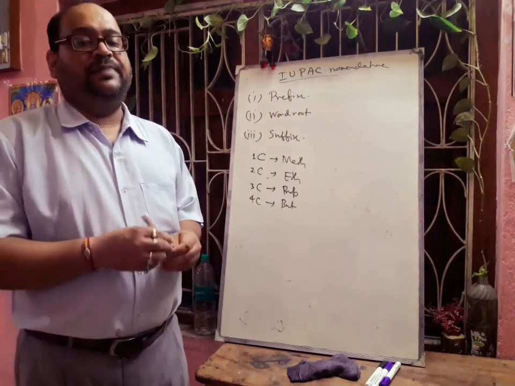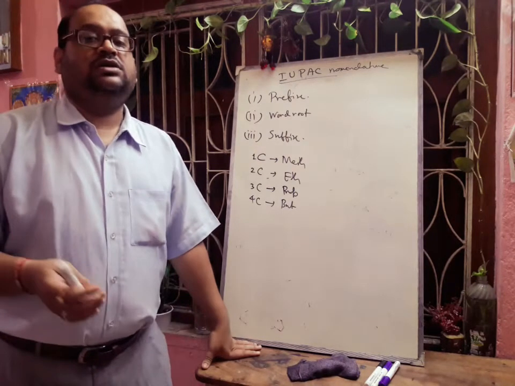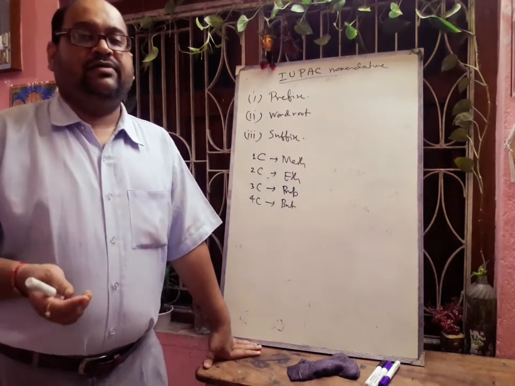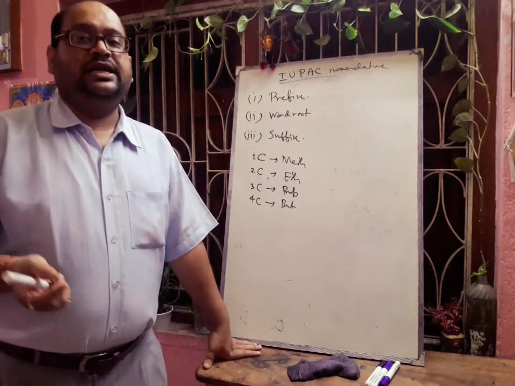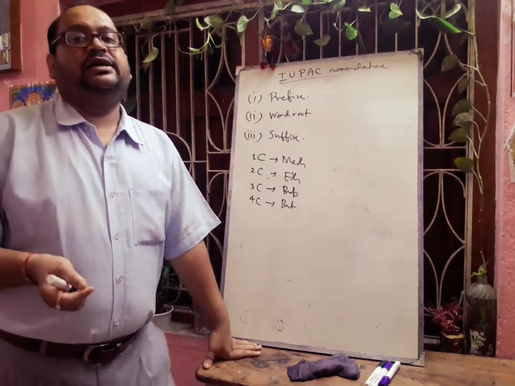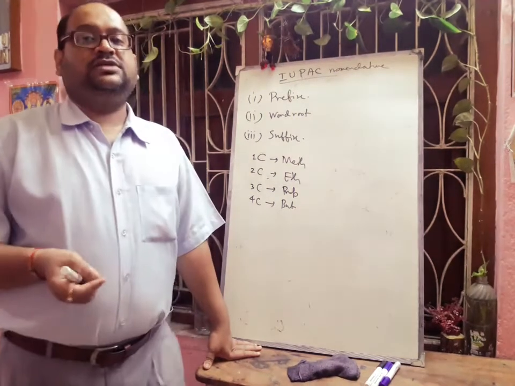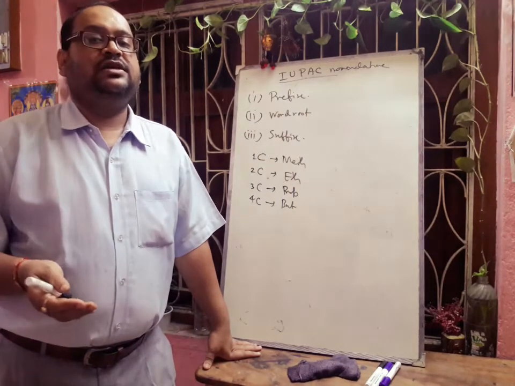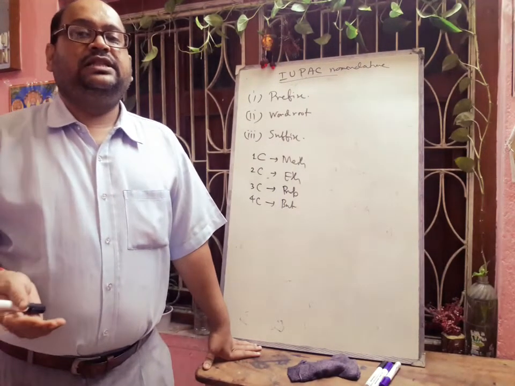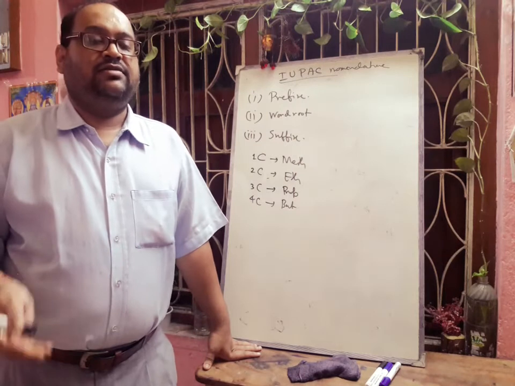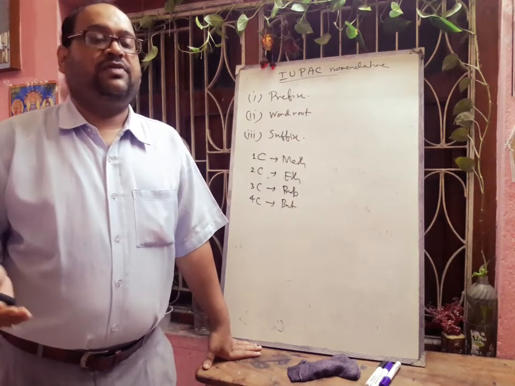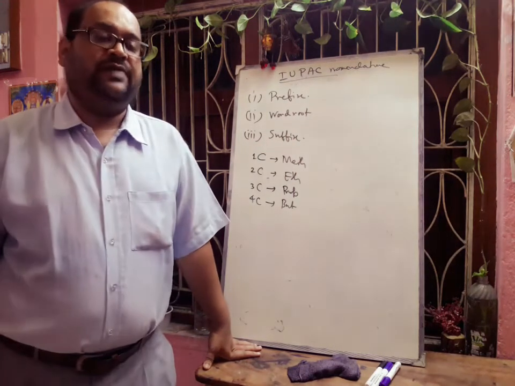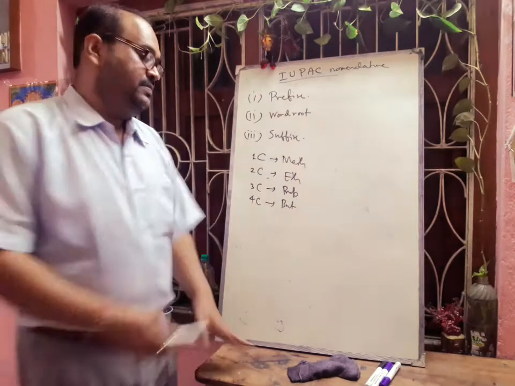Then five is pent, hex, hept, oct. When it is 10, it is dec. If there are 11, then it is hendec or undec. If 12, it is called dodec. In this way it will go. If there are 20, it is called icosane. If 30, it is called triacontane. If C40, it is tetracontane. In this way you have to remember.